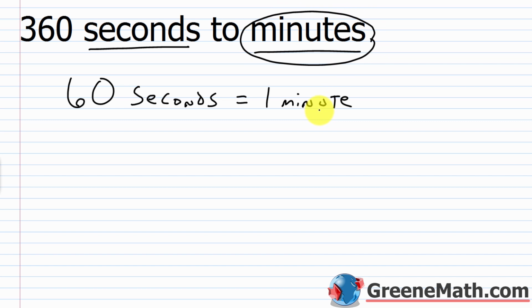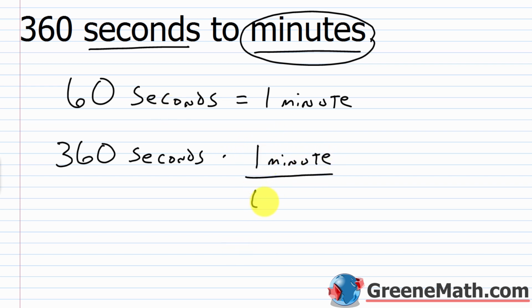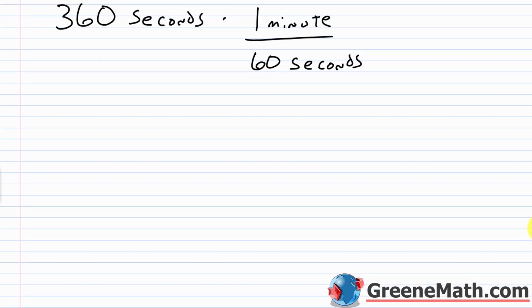So that means I'm going to write this where I have minutes in the numerator, or in this case, because it's singular, I'm going to have 1 minute in the numerator. So I'm going to write 360 seconds times, again, 1 minute is going to be in the numerator, over 60 seconds, that's going to be in my denominator. Let's scroll down a little bit and get some room going.